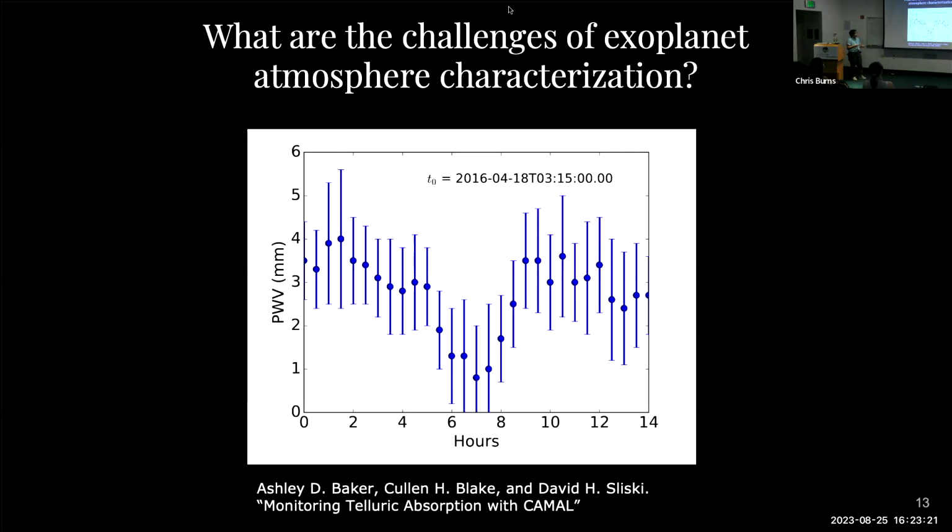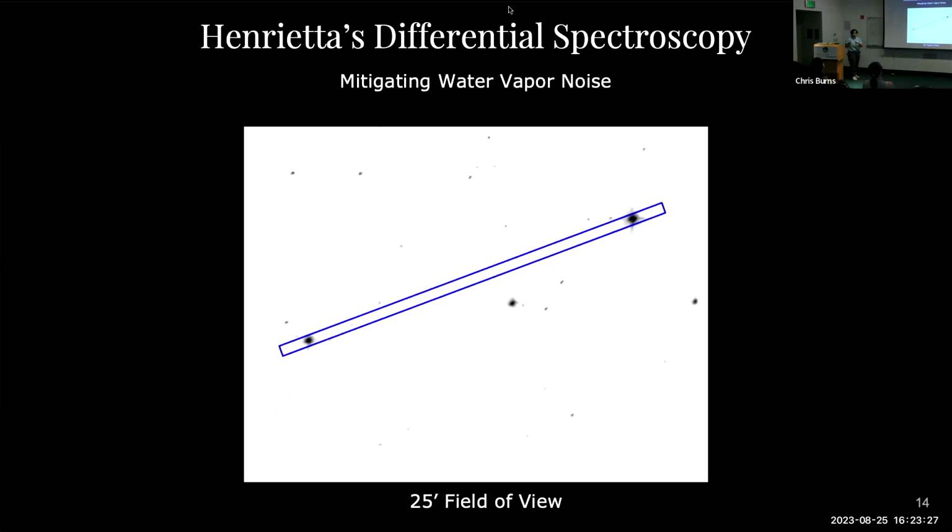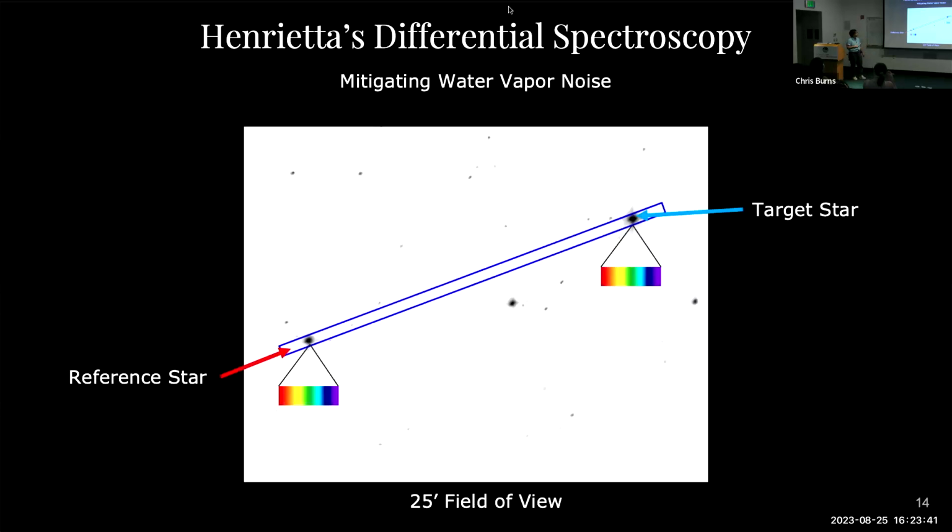It's changing on a scale of hours and in a way that can actually mimic exoplanet transits. And so to mitigate this water vapor noise, Henrietta intends to use a technique called differential spectroscopy. So it's going to use a wide field of view of a maximum of 25 arc minutes to simultaneously observe a target star and a reference star and take spectra of both of those.